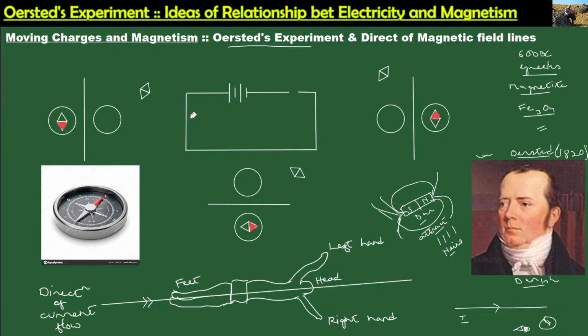Like in this case, I have this circuit, and over here I have the cell, which means that one end of this battery will be positive and the other end will be the negative terminal.